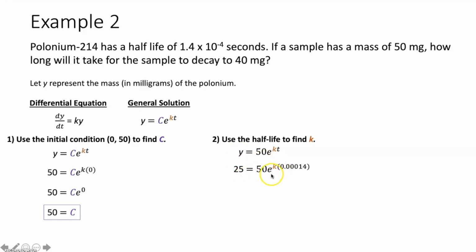Now, the only variable that's remaining is this k, so we can multiply these two together and solve for k. So how do we solve for k? Well, we divide both sides by 25, and now we have to get k out of the exponent. So how do we cancel out this e? Well, we take the natural log of both sides of the equation.